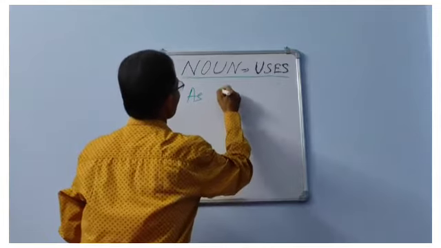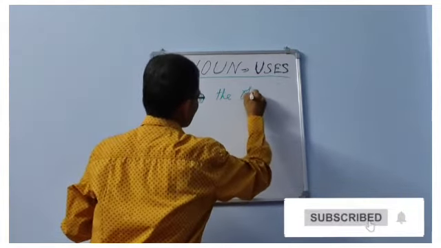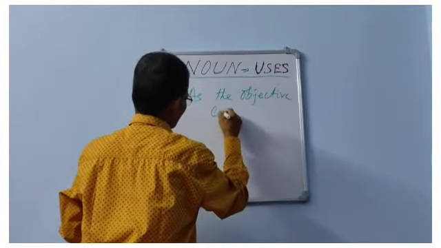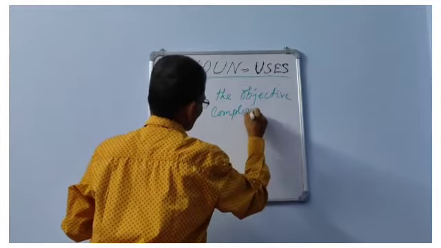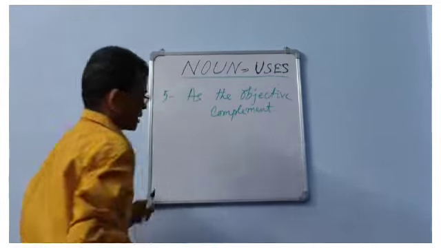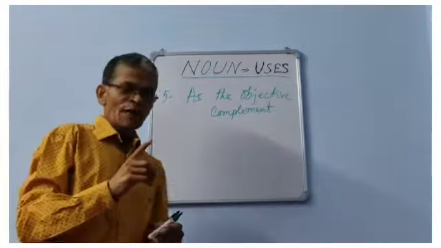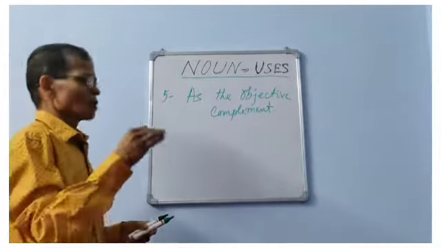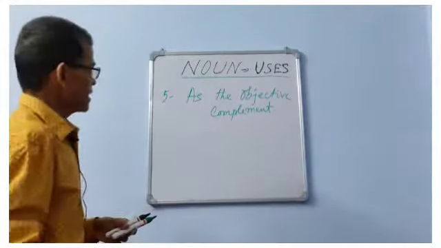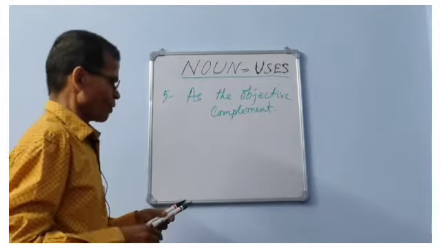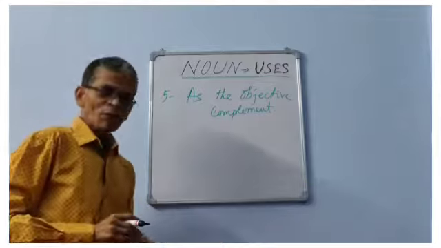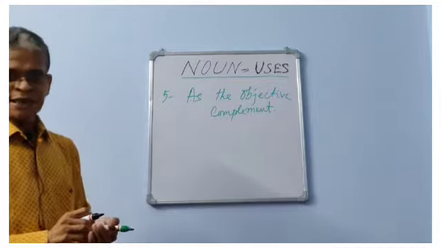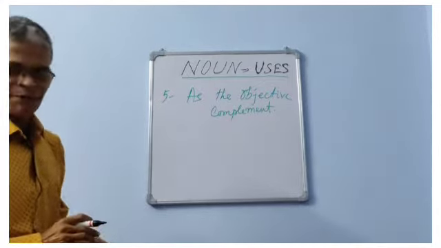as the objective complement. Okay, now we have discussed a noun as the subject of a verb, as the subjective complement, as the direct object, as the indirect object, and now as the objective complement. Okay, now objective complement means when a noun or a pronoun is required to complete the running sentence after an object, that is called objective complement.